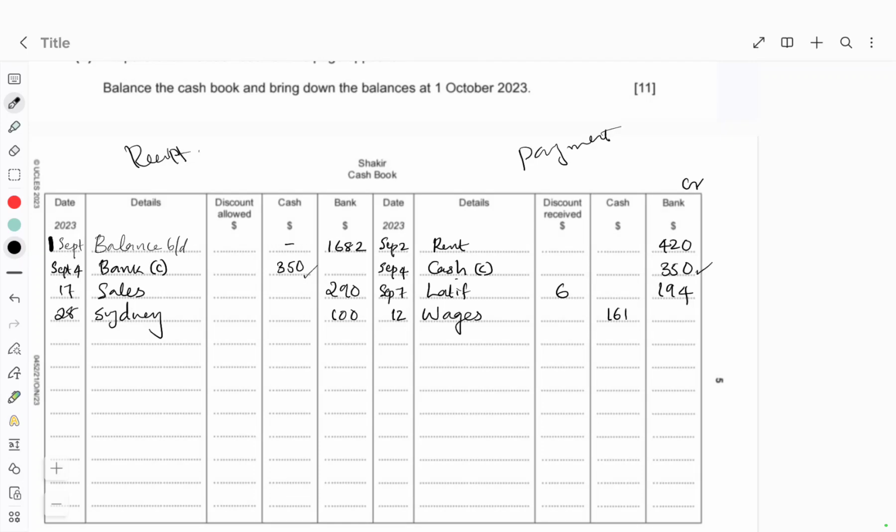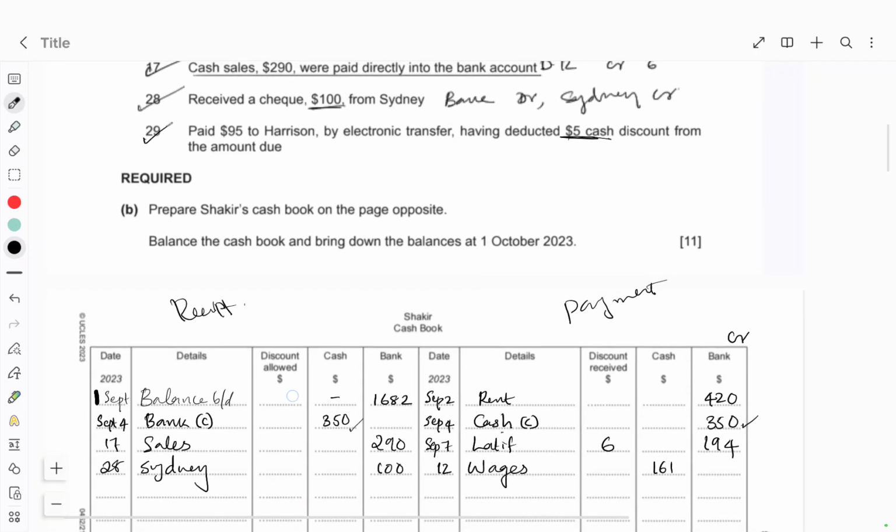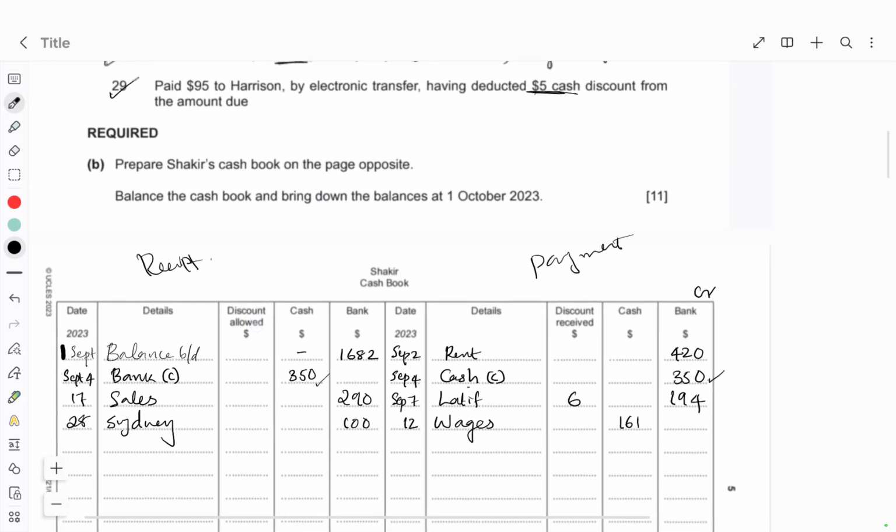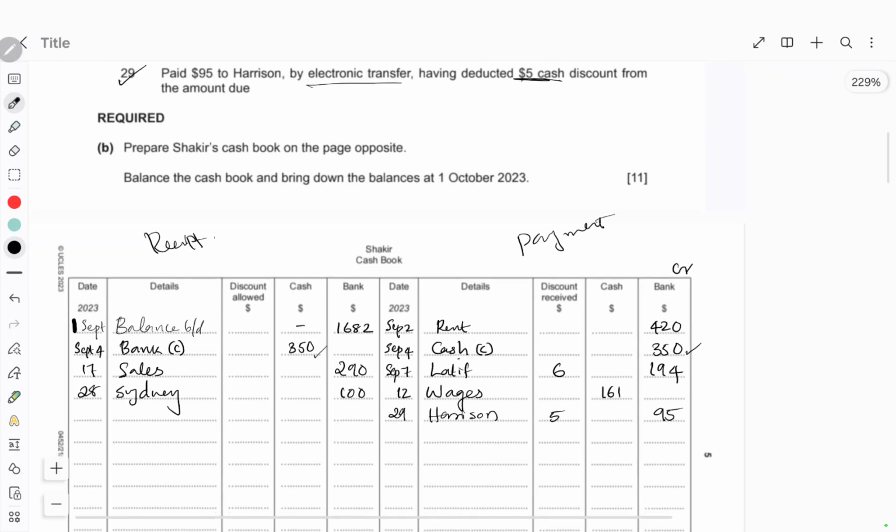So on 29, right? Just a minute, let me check. On 29th, yeah. On 29th, we paid to Harrison. Okay, how much is the discount? 5, and we paid 95, right? Through bank, right? Electronic transfer means through bank account. So I think we took all the balances now.